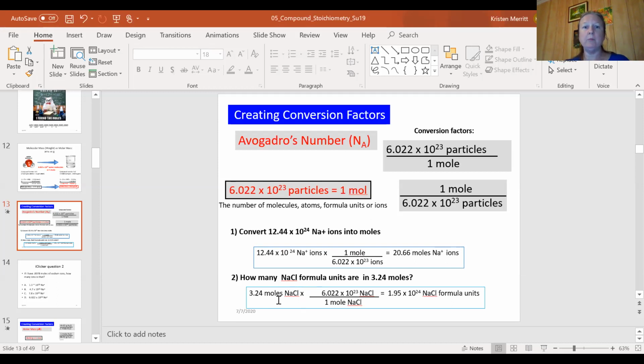If you have moles of something and you want to change it to how many units, how many particles, how many pieces, how many ions, how many atoms, if that's the question you're asked, you're using Avogadro's number. Start with what you're given. We're given 3.24 moles of sodium chloride. Put what you want to get rid of on the bottom because it's the opposite side, and put what you want on the top, which is the individual units. Using Avogadro's number, cross out your moles, and that's how many individual formula units you have in 3.24 moles of sodium chloride.